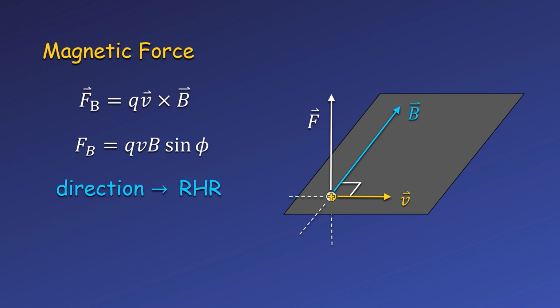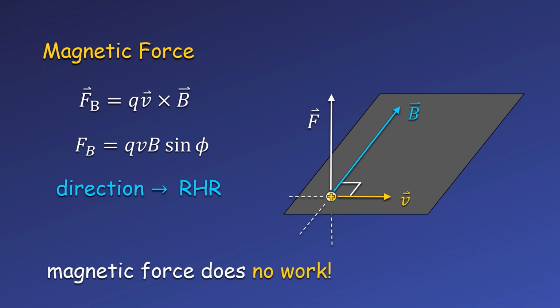Also, since the magnetic force is always perpendicular to the velocity, it only accelerates a charge by changing its direction. It will never change its speed. And since magnetic forces cannot change a charge's speed, this means magnetic forces do no work and do not increase the kinetic energy of charges.